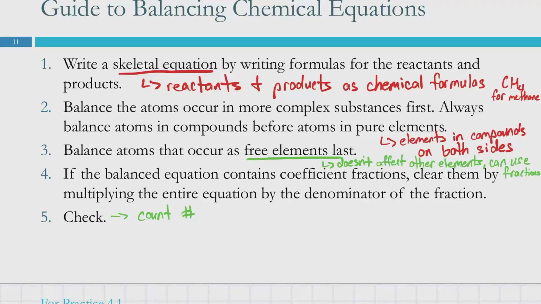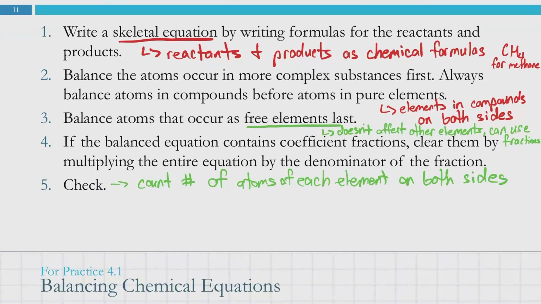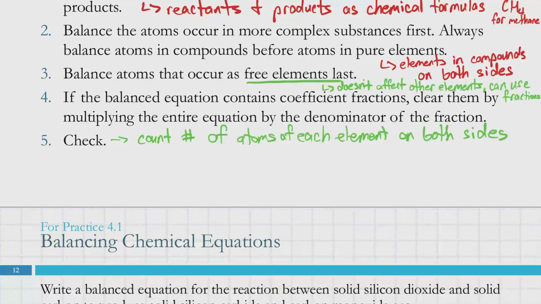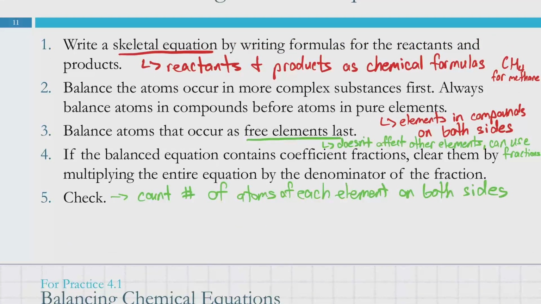If we wanted to check things, we would count the number of atoms of each element on both sides. We just want to make sure that they're still balanced. We didn't screw anything up along the way. I'll give us a second more on that slide.